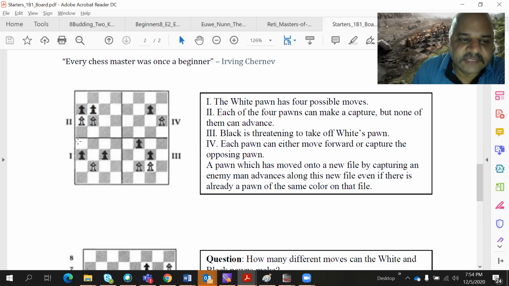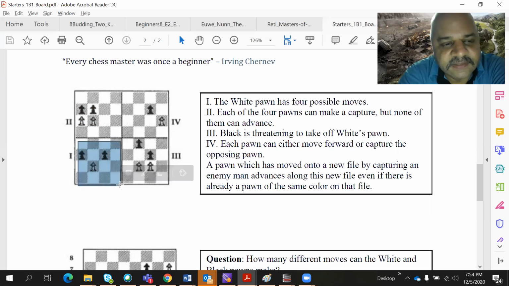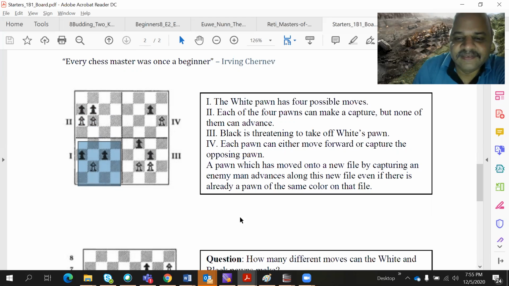If you look at quadrant number 1 here, how many possible moves does white have? This is the white side. One, two. White has four possible moves in this quadrant. Two moves over there? Four moves. Sir, can I count and tell you the moves?